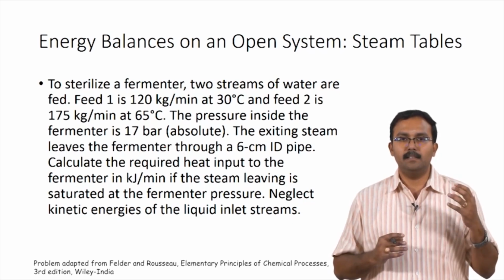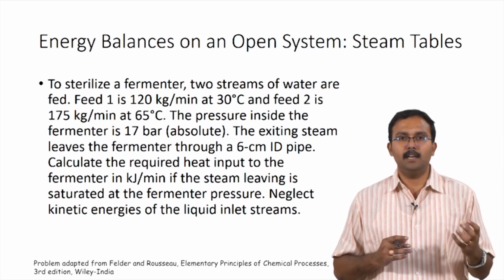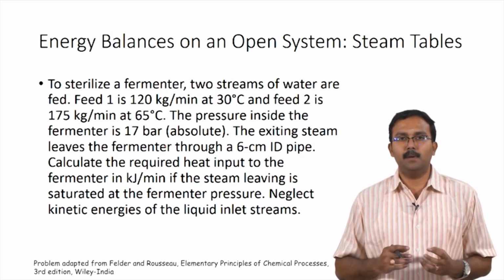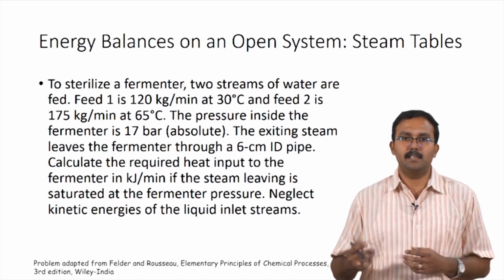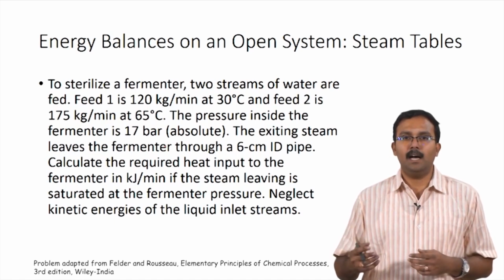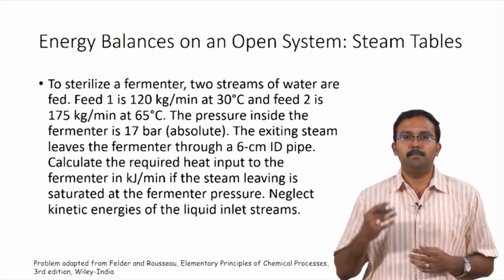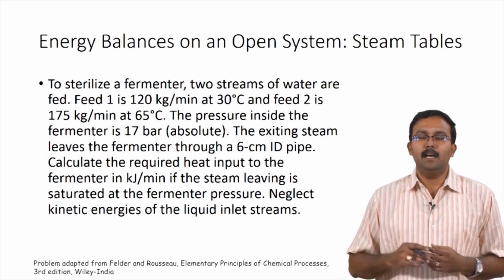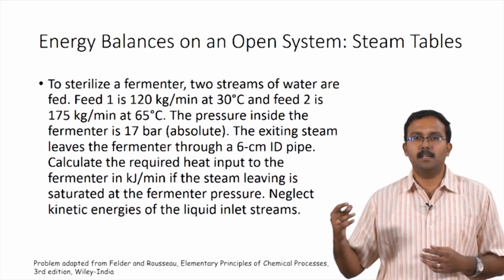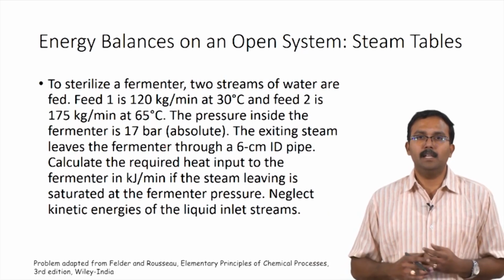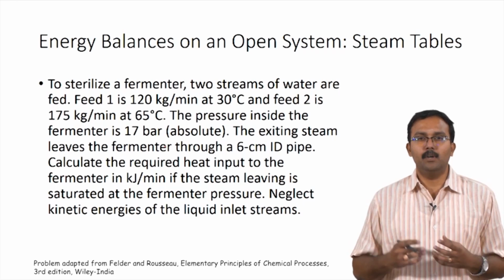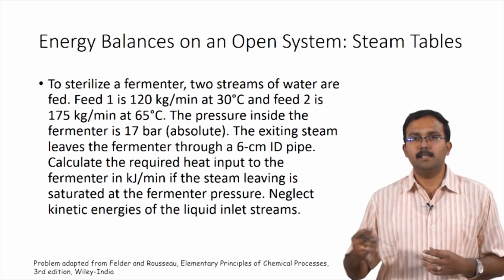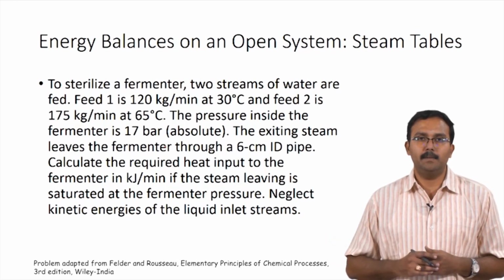We know that we have two feeds, one at 120 kilograms per minute and the other at 175 kilograms per minute. We also know the temperature at which they are coming and their states. We also have information about the pressure inside the fermenter and the exiting steam's state. We have been told that the exiting steam is saturated and that it is leaving through a 6 centimeter inner diameter pipe.